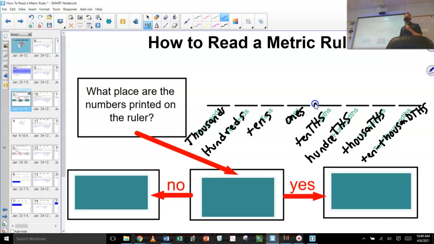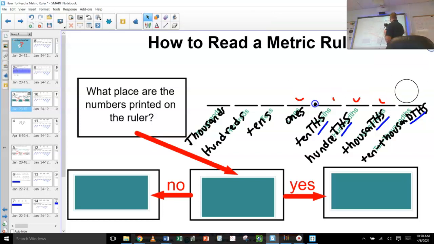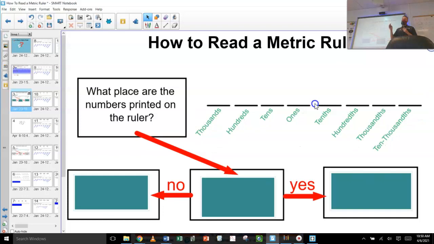You'll notice that they all end with the T-H-S. Do you see that? It's really important that we know, when I give you a number like 458, this is the hundreds place, this is the tens place, and this is the ones place. Or if I give you the number 0.458, this is the tenths, the hundredths, and the thousandths, right? So that is step number one in understanding how to read a ruler: do you know the different decimal points?